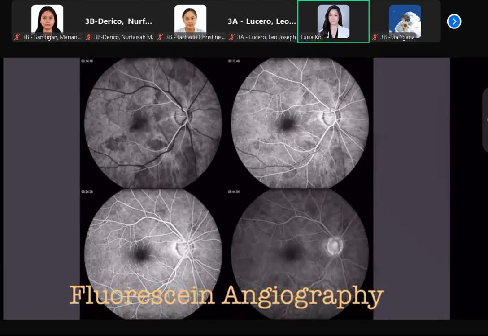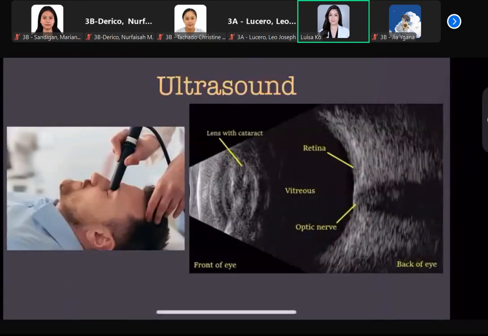So you will take a look at the corners. You see the seconds and the minutes that they're taken. So in the very last photo on the bottom, you will see that it's late staining already. So that's already at 6 minutes. So the FA is usually done within about 10 minutes. All right, we're clear with this so far, huh?